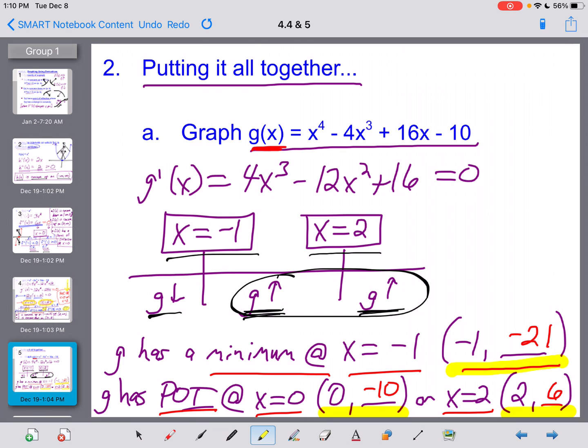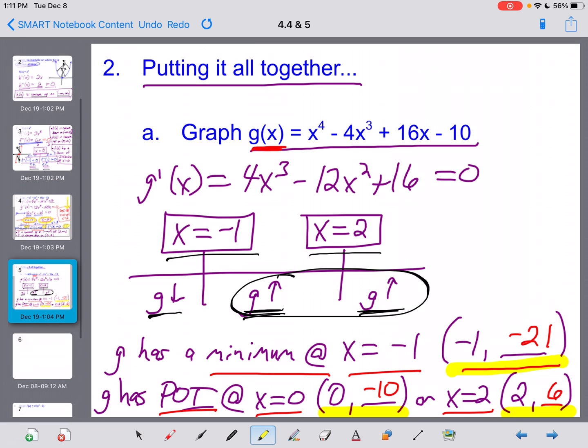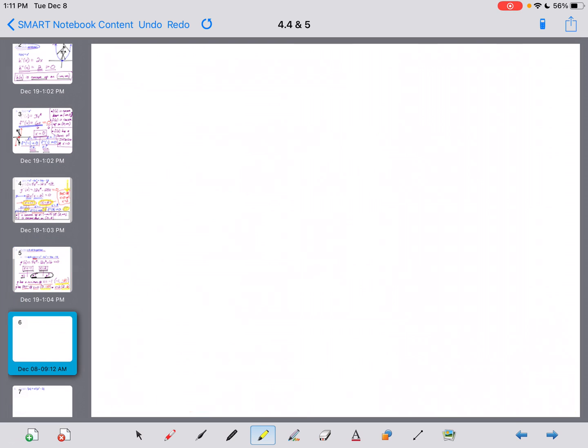And those points right there should give us all of the information that we need in order to come up with a pretty good graph of this function. So let's see what's going on here. You'll notice I just left this as a blank graph, nothing too exciting here.